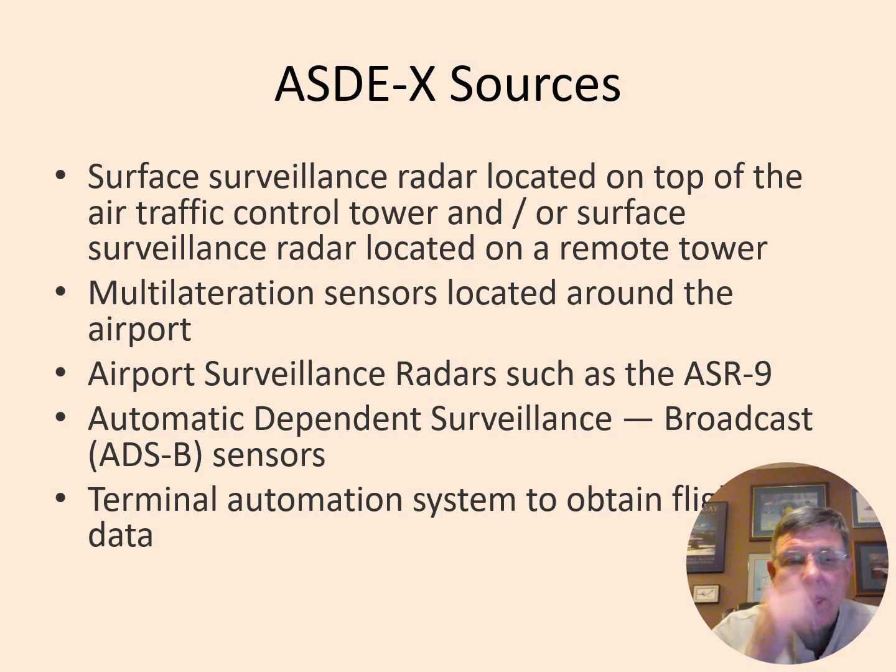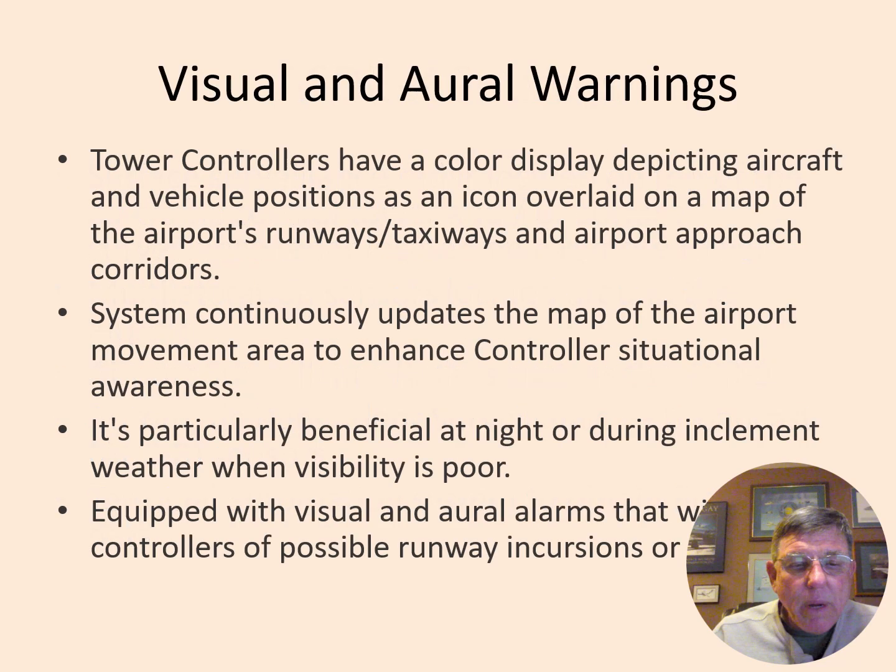Right. I mentioned the radar, sensors, and transponders. You get visual and aural warnings up in the tower cab. These are not things that are available to the aircrew. These are all ATC warnings. So they get updates on the map.